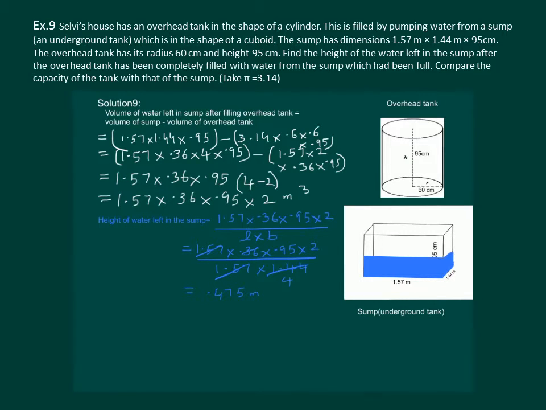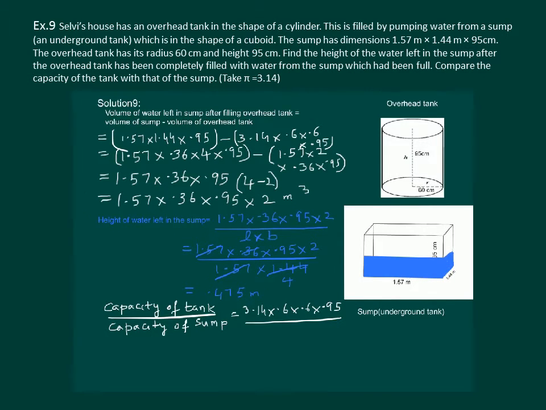Now, according to the question, we also need to compare the capacity of the tank with that of the sump. So let us take the ratio. We already have volume of the tank, which is 3.14 into 0.6 into 0.6 into 0.95, and volume of the sump is 1.57 into 1.44 into 0.95, which gives us ratio equal to 1/2. Therefore, the capacity of the tank is half the capacity of the sump.